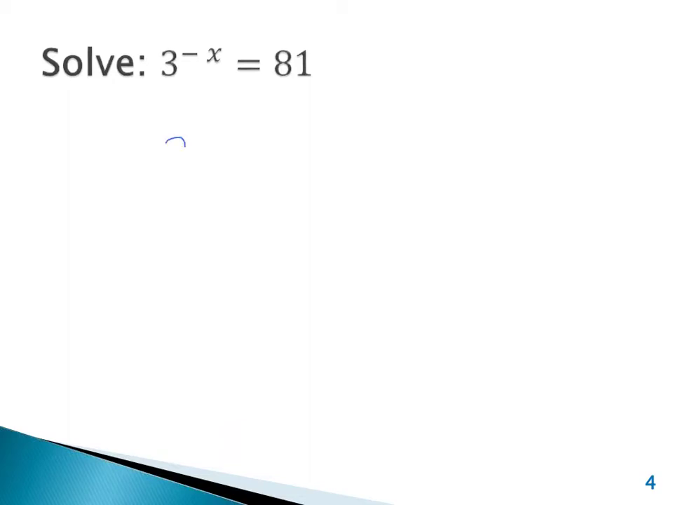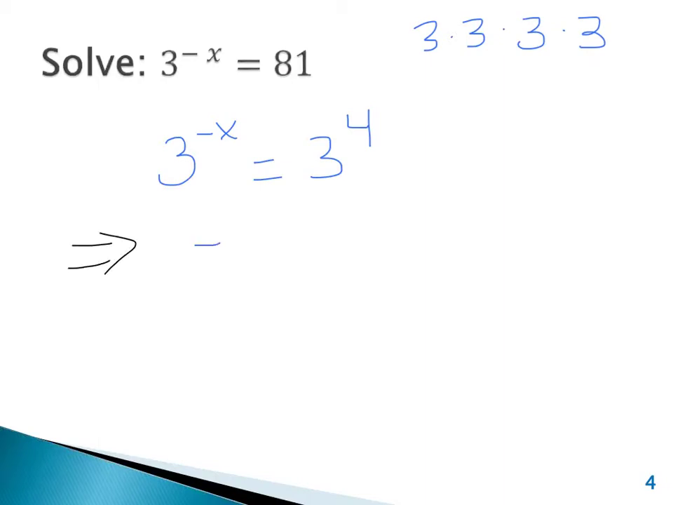3 to the -x equals something. Now, since this base is 3, it would be wonderful if we could use a base of 3 on this side. Well, let's check. 3 times 3 is 9, and times 3 is 27, times 3 is 81. So on the right, we have 3 to the 4th. Now, if you knew those exponential equivalents on the previous page, you would have already known that this was 3 to the 4th. Because we have like bases, we can equate the exponents.